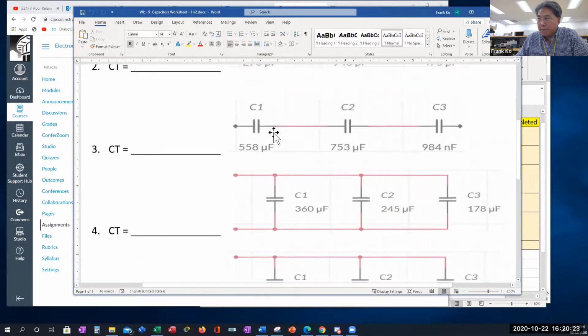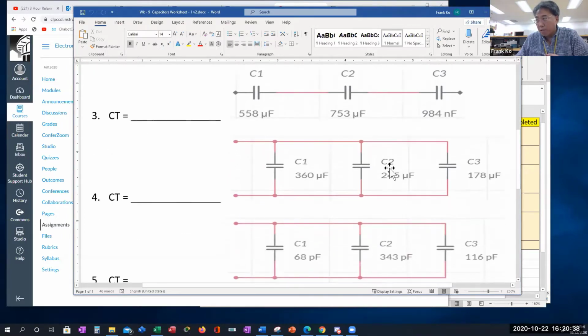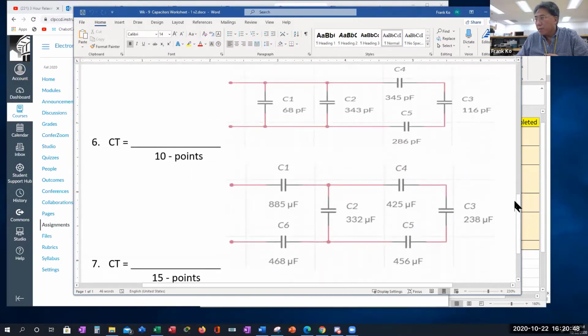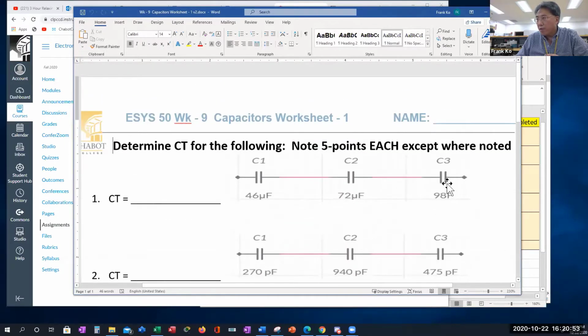This one here has a mix. This one has microfarads and then a nanofarad. Nano is what power of 10? 10 negative 9, okay? So you want to be sure that calculates properly. These are all in microfarads. These are all in picofarads. And then this one here shows these are all in picofarads and these are all in microfarads. So I will go ahead and make one adjustment and change this one so that it's 98 microfarads instead of 98 farads, okay? And I'll change that right after our discussion.